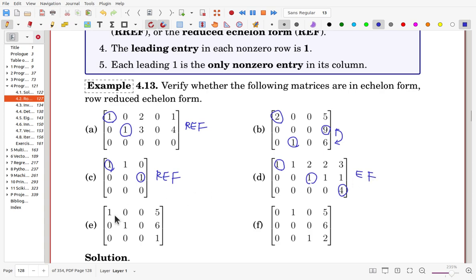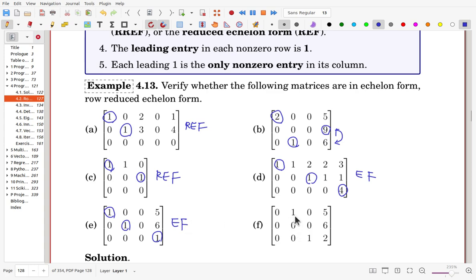Okay, now here: leading entry, leading entry, leading entry. So it is in an echelon form. However, now these are non-zeros, so it's not reduced echelon form. It's only echelon form. Okay.